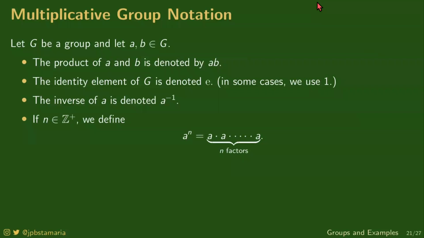Meron tayong tinatawag na exponent sa algebra. Meron din tayong exponents sa group theory. Pag nakakita kayo ng a to the power of n, where n is a positive integer, ang ibig sabihin lang niyan ay repeatedly just multiply a to itself n times. Just like before. Yun lang ang ibig sabihin ng a to the n. Why can I do this? Because multiplication is associative. If not because of the associative property, hindi nyo ma-define yung a cube, a to the fourth, for example.